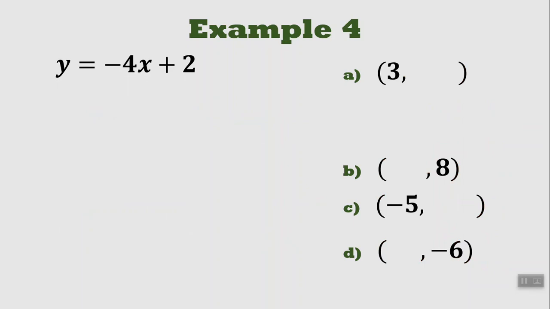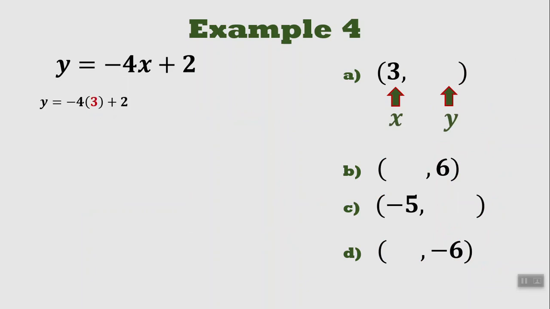In example 4, we're going to be doing the same process, but it's presented in a slightly different way. Here we've got some ordered pairs that we want to be solutions to this equation. But there's one of the pieces missing from the ordered pair, just like there was in our table of values. So in 4a, we're given an ordered pair in which the x value is 3, but we're missing the y value. So we'd like to do the same thing we did before.